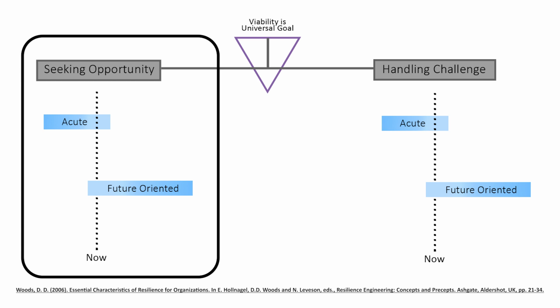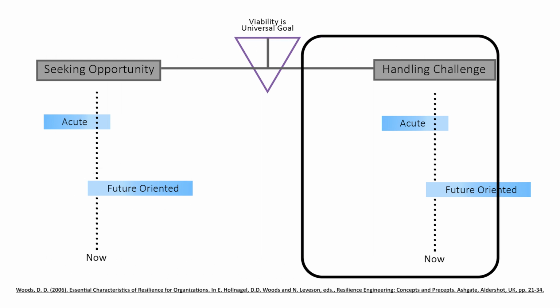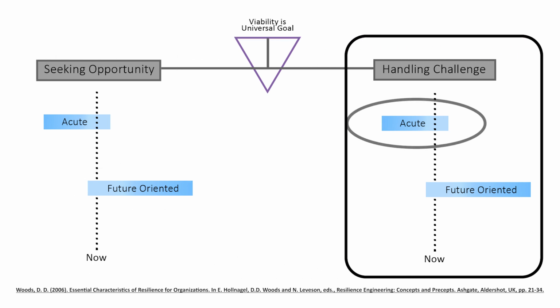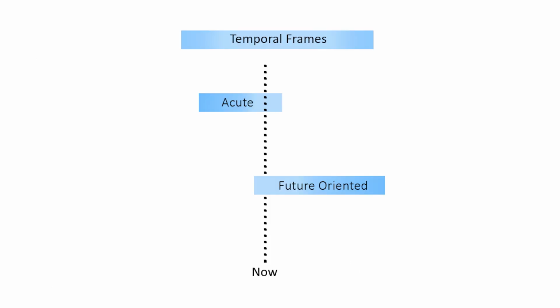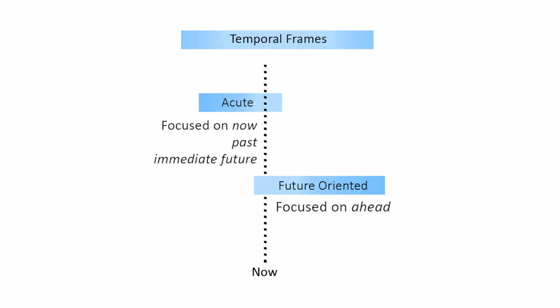Seeking opportunity, how does that work in an acute time frame versus how does it work in a looking ahead, future-oriented time frame, an extended time frame and a variable time frame into the future? Similarly, for handling challenge, we can look at that in an acute local time frame, or we can look at it in an extended, future-oriented time frame. So we have the future-oriented time frame ahead versus an acute time frame centered on now, the past, and the immediate future. So let's talk about those two time frames.